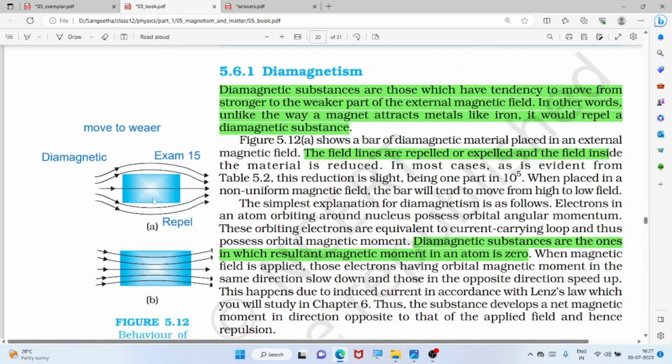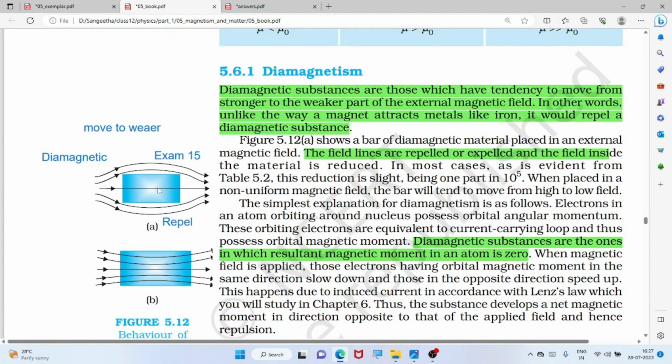See here how this diamagnetic material repels the magnetic field. It will move away from the stronger to the weaker magnetic field. It moves from the stronger to the weaker part of the external magnetic field.